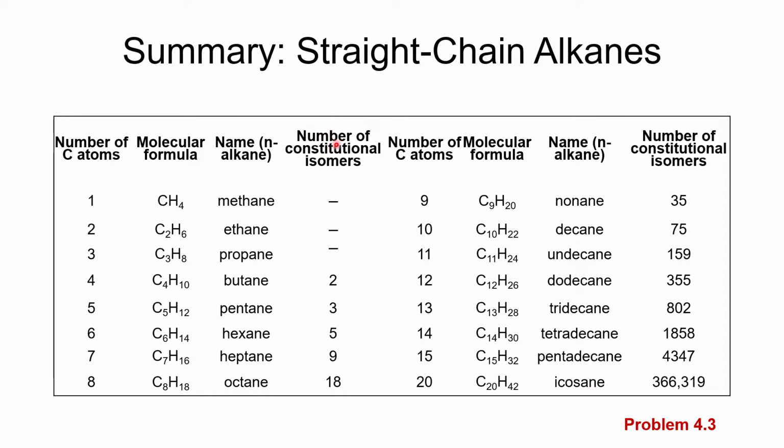If we look here, the number of constitutional isomers, we'll see as we increase the number of carbons, the number of constitutional isomers increases pretty dramatically. And so that means that I'm not going to ask you on a test to give me all of the isomers of decane. That would be cruel. All right, so let's look at number 3 on the in-class assignment.